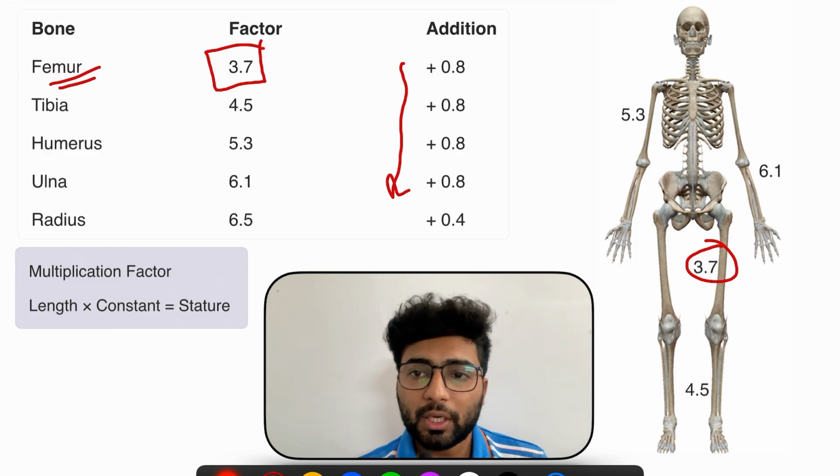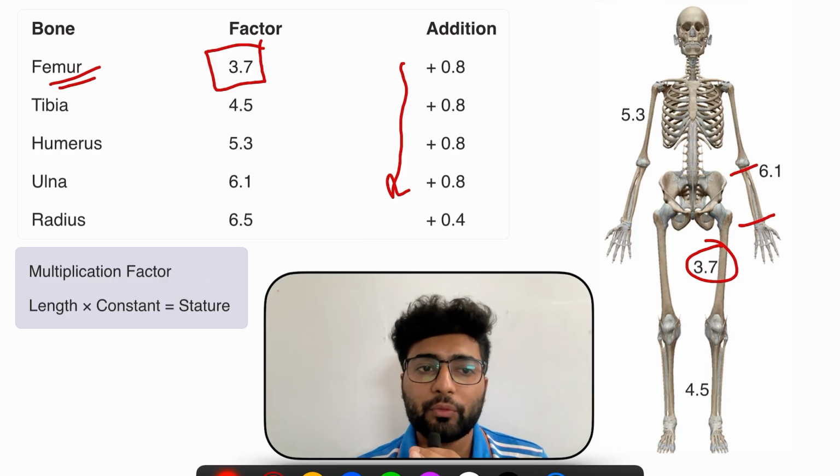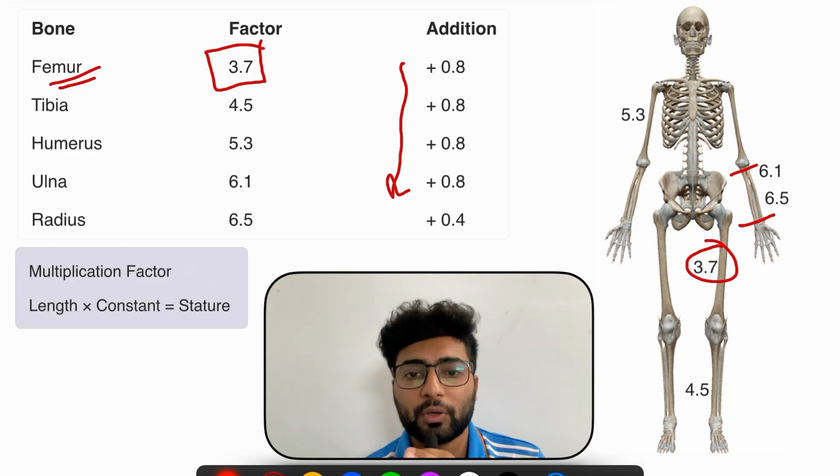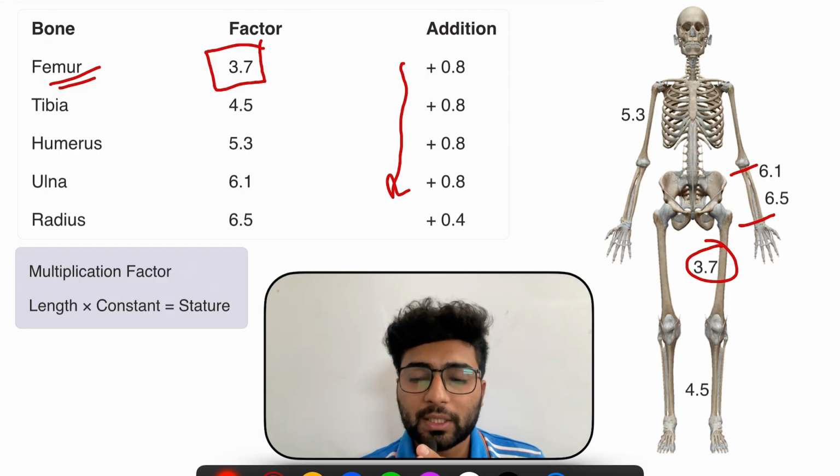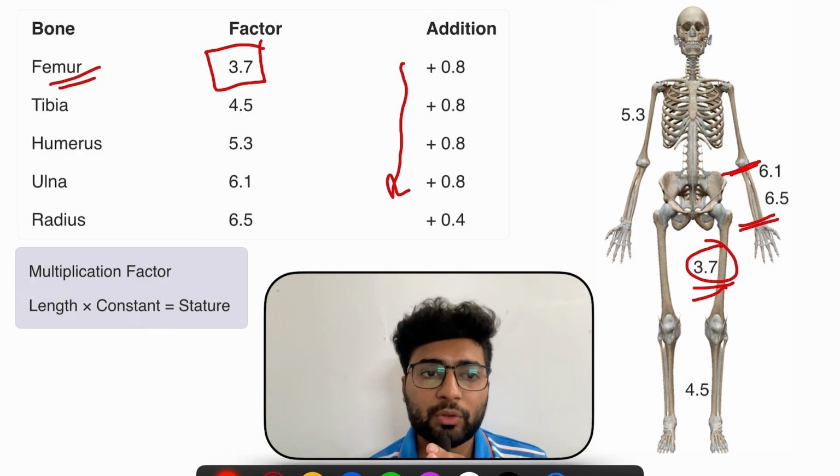And now you see ulna and radius, they are almost the same, right? There is no pointed difference. So now just add 0.4. So the radius is 6.5. So you start at 3.7 from femur and then you keep on adding 0.8 till the last, ulna and radius. Here you just add 0.4. So this was the multiplication factor which is constant for every bone.